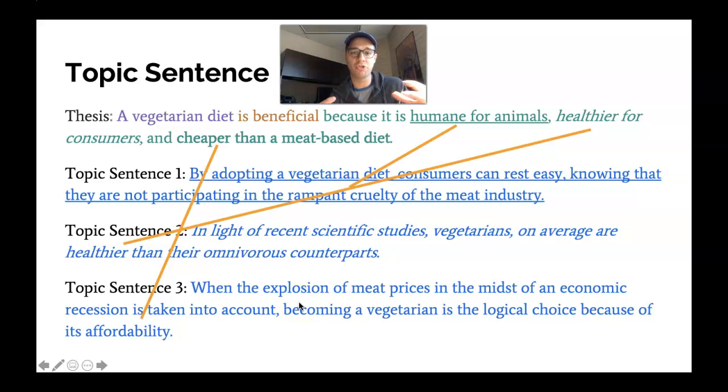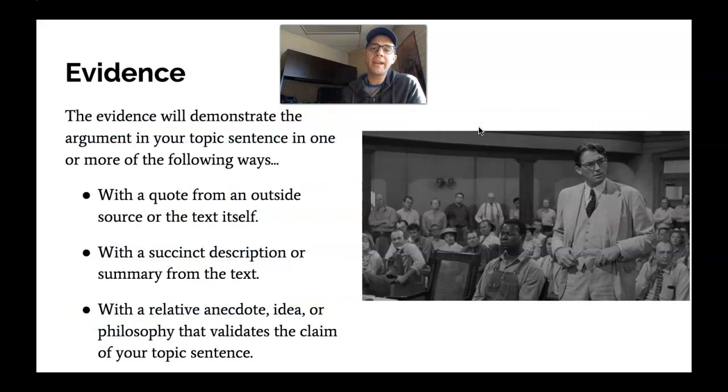So you can see there's a strong link between my thesis statement and the first sentences of all my body paragraphs. Now, just to reiterate, you do not necessarily only have to have one body paragraph for each one of these ideas. You can maybe explain how being a vegetarian is humane for animals in 2, 3, 4 paragraphs, right? But you should at least have one. Okay, next up is evidence.